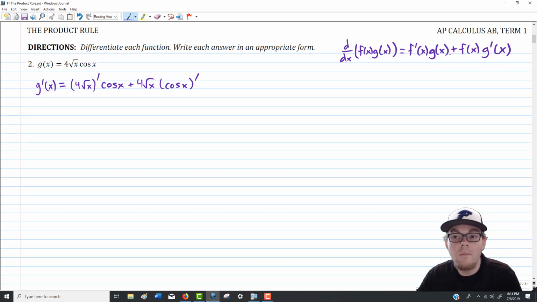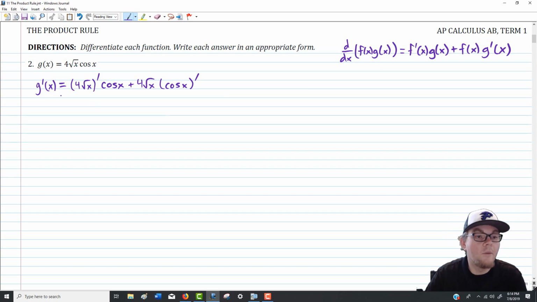You've got the sum of two mismatched products. In other words, you've got a derivative and a function, and a function and a derivative, and you have the sum of them. They're mismatched pairs of products. The sum of mismatched pairs of products, something like that. Either way, we're ready to go.